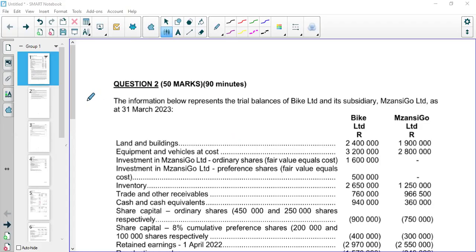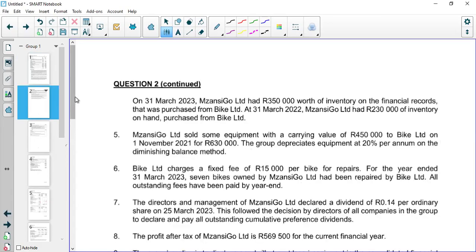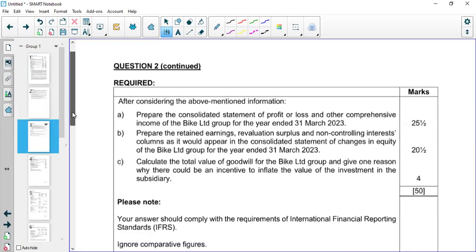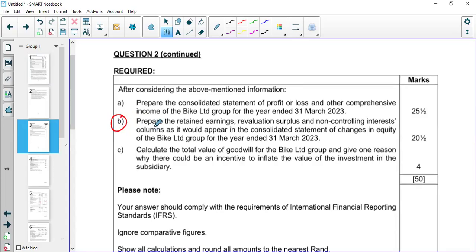Okay, so now we go to the next question. This question requires us to prepare the retained earnings, basically the statement of changes in equity. All right, so the retained earnings, the revaluation surplus, and non-controlling interests columns.